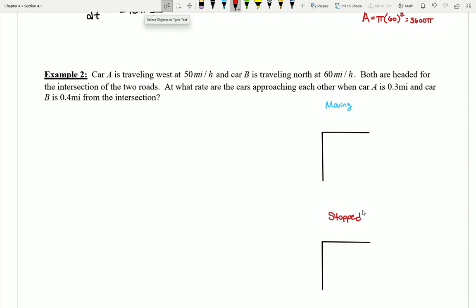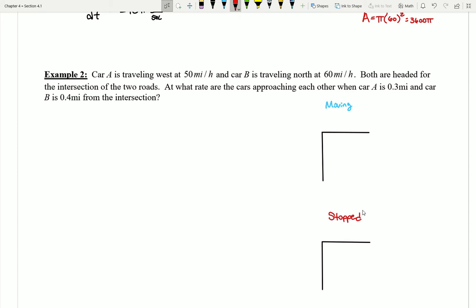Let's try this idea out again as we take a look here at example number 2. Let's suppose we have the following scenario. Car A is going to be traveling west at 50 miles per hour along a road, while car B is traveling north at 60 miles per hour.